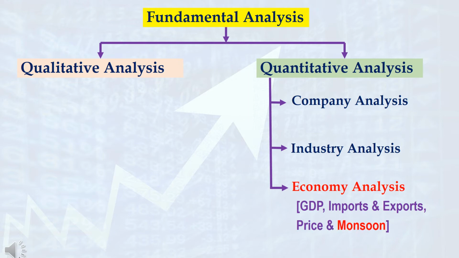One more major parameter we are going to discuss in economy analysis is monsoon, because the backbone of our country's economy is agriculture. So if the monsoon is good, then agriculture will be good, and then the Indian economy will also grow. These are the parameters we are going to discuss in this economy analysis.